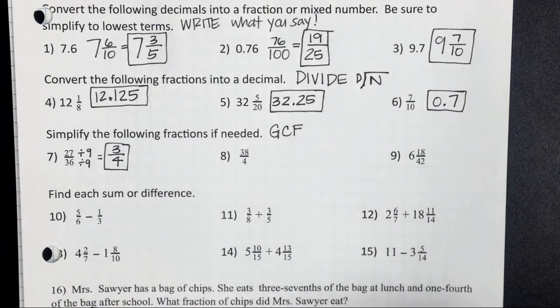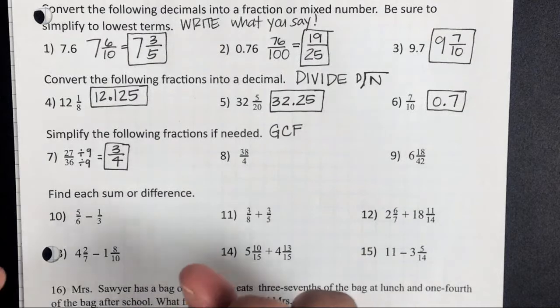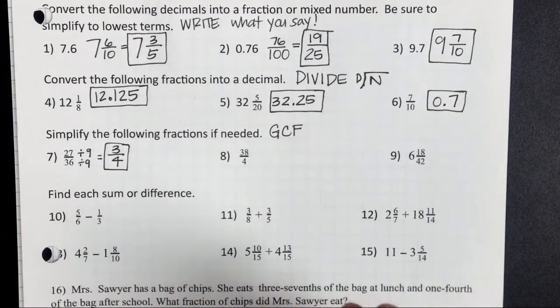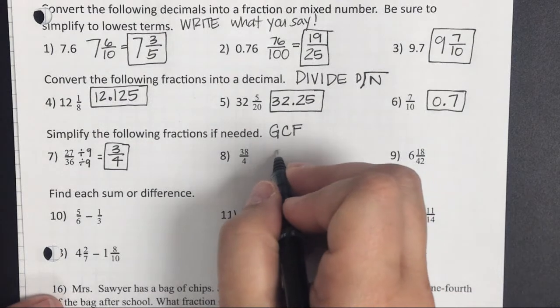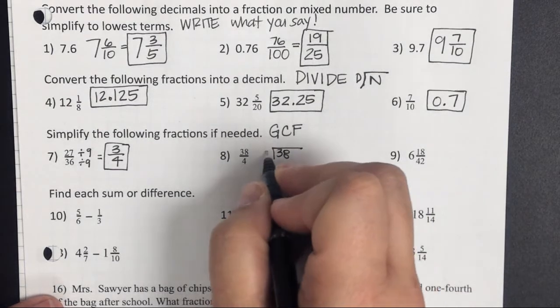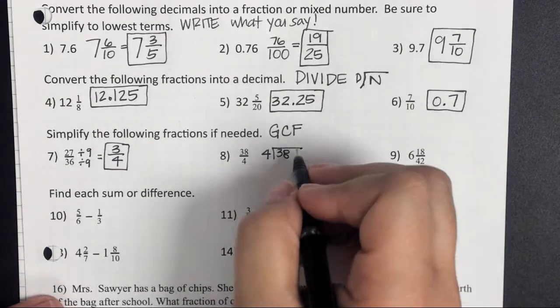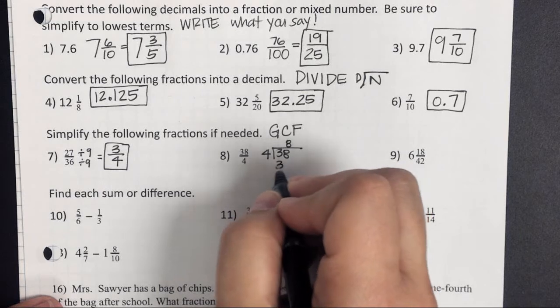No, that one was not hard. Okay, what type of fraction is this? Improper. So if we want to change it to a mixed number, we're going to divide. So I want to do 38 divided by 4. 8 times. That'll give us 32.